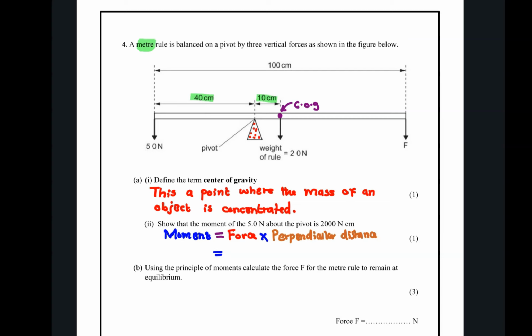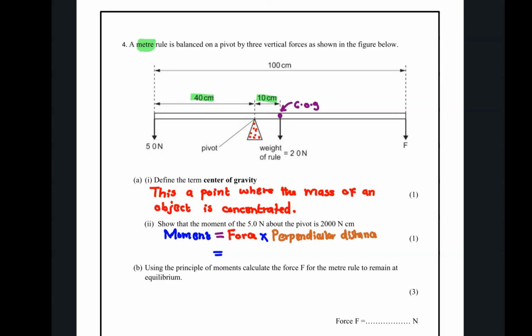So we are supposed to show that the moment of 50 newtons about the pivot is 2000 Newton centimeter. So we are going to say force times perpendicular distance will enable us to work out the moment. This is going to be 50 times the distance. The distance is 40 centimeters. So if we multiply here, 50 by 40, this is going to give us 2000 Newton centimeter.